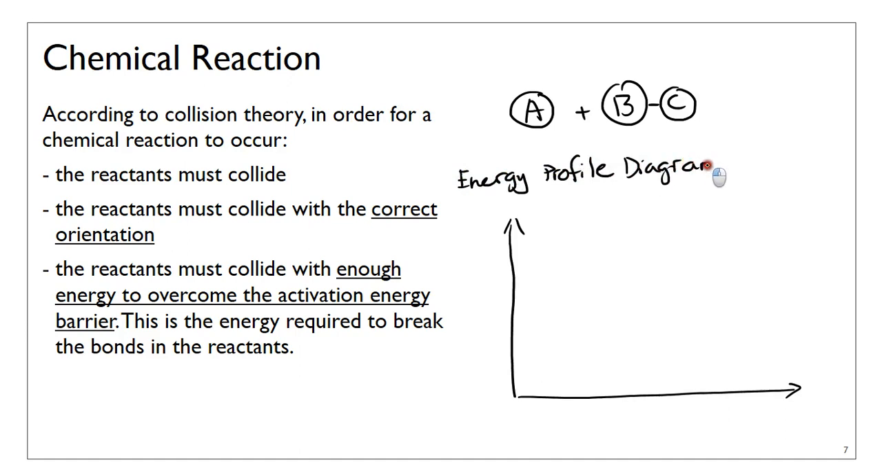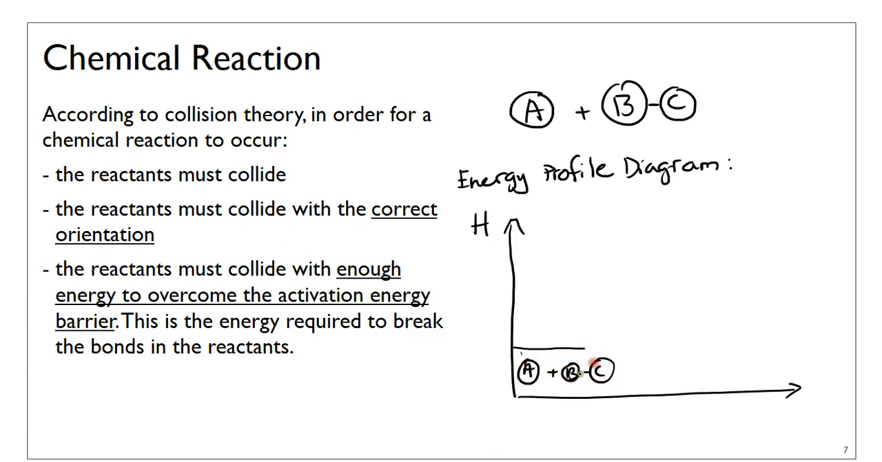So the energy profile diagram represents the change in energy in the system over the course of a chemical reaction, and the vertical axis is the energy in the system, or enthalpy. So let's say we start around here. Well, try to anyway. Okay, I'm going to leave it with that. So let's say this is A plus B, C.